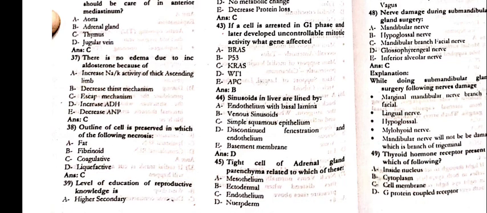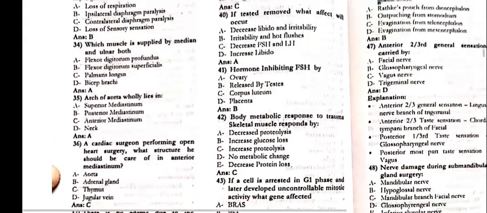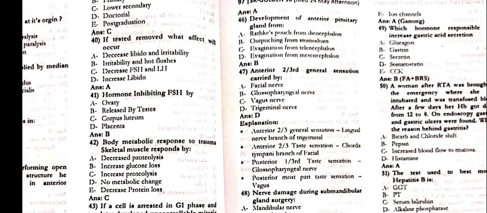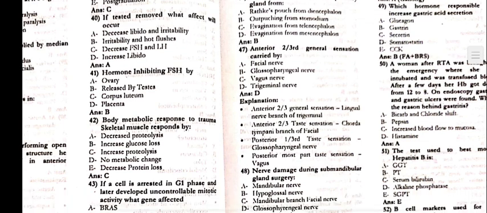37, there is no edema due to increased aldosterone because of the escape mechanism. 38, outline of cell is preserved in which of the following necroses? That is coagulative necrosis. Level of education of the reproductive knowledge, that is... Lower secondary. If testis is removed, what effect will occur? It will lead to decreased libido and irritability.